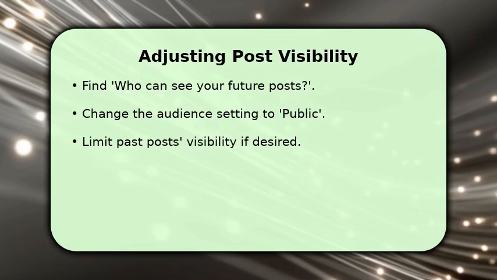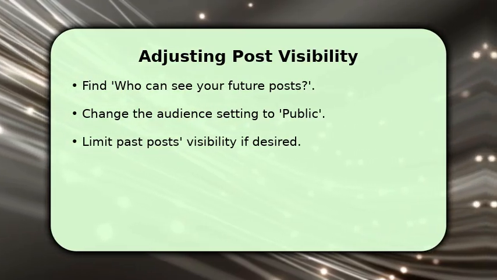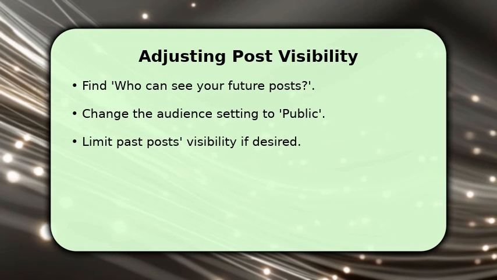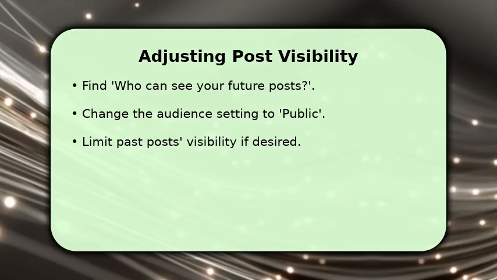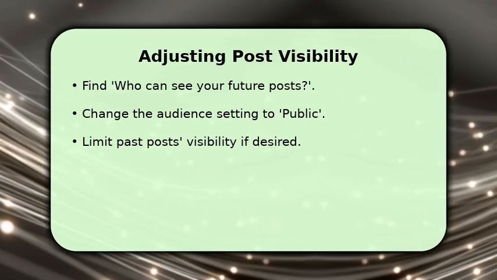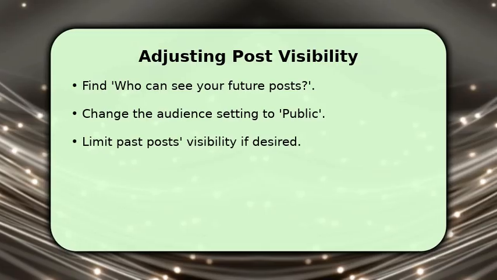Within the privacy settings, locate the section titled Your Activity. Here, you'll see an option for who can see your future posts. Click Edit next to it and select Public from the Audience selector. You can also limit the audience for posts you've shared with friends of friends or public to change past posts. Remember to save any changes you make.